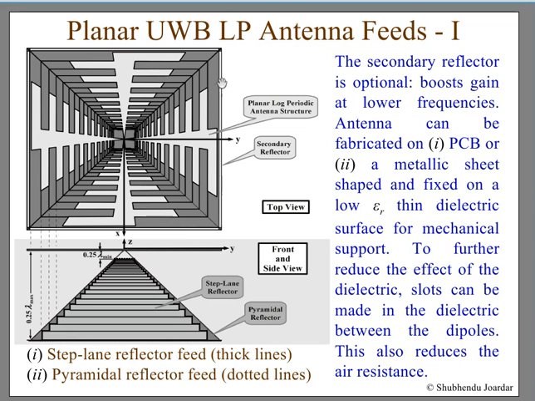Outside this there is a ring. You can see this one. It's a ring. This is the secondary reflector. It actually boosts the gain at lower frequencies. Antennas can be fabricated on PCB or metallic sheet, shaped and fixed on a low epsilon R thin dielectric surface for mechanical support. To further reduce the effect of the dielectric, slots can be made in the dielectric between the dipoles. This also reduces the air resistance.